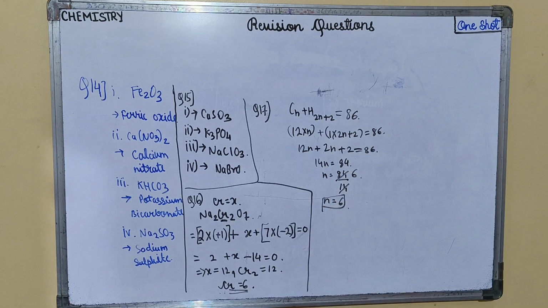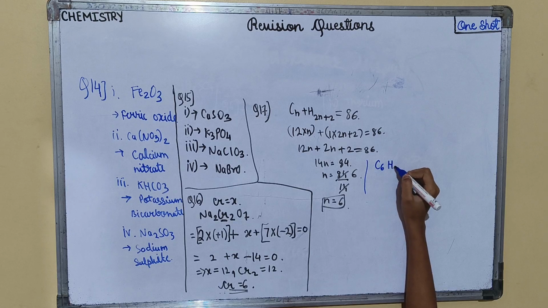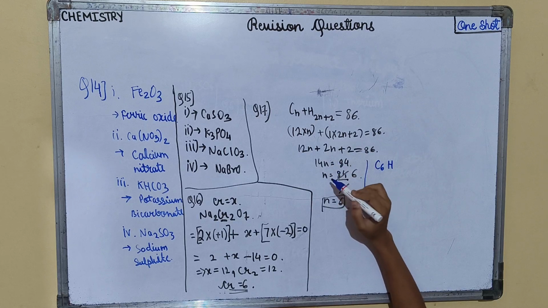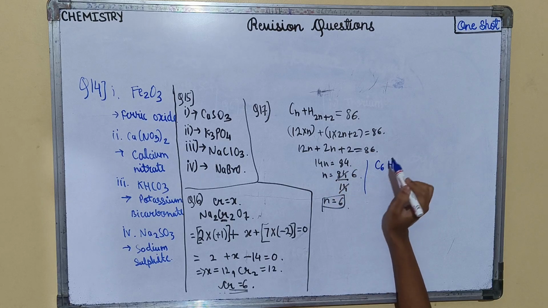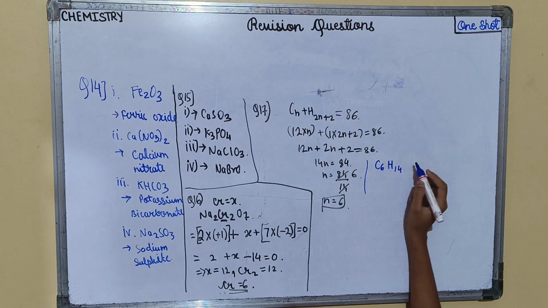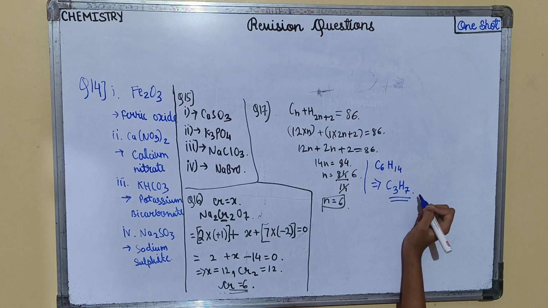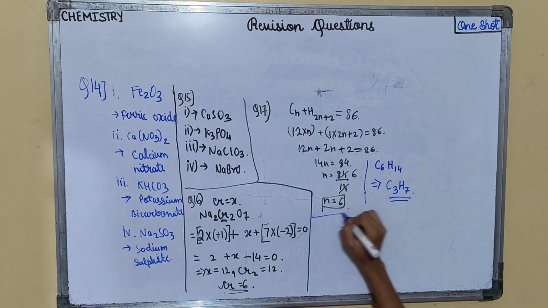Now if we put n in the formula, the molecular formula of this will be C6H, 2n plus 2 means 2 into 6 plus 2, that is 14. So C6H14 is the molecular formula. Empirical formula means the simplest ratio. It will be C3H7. This is the answer.